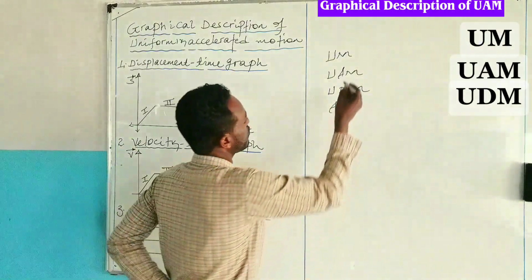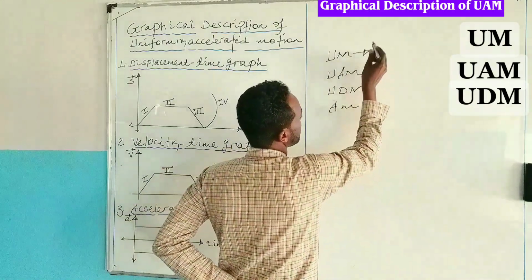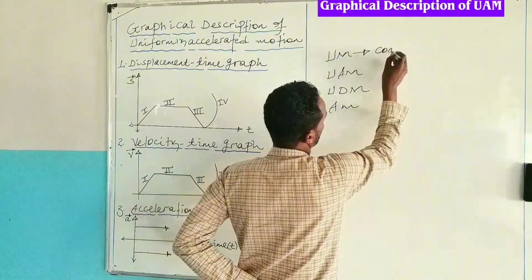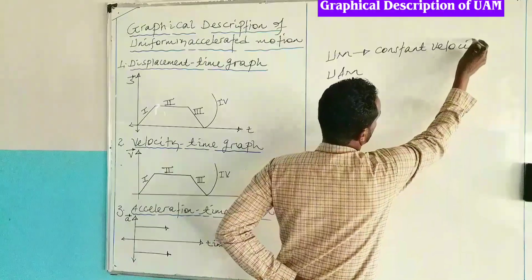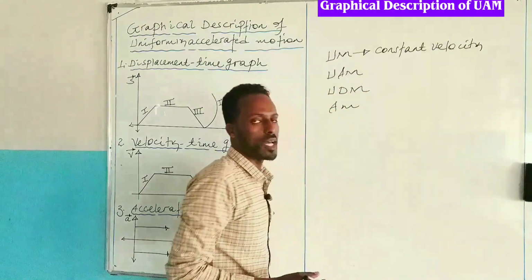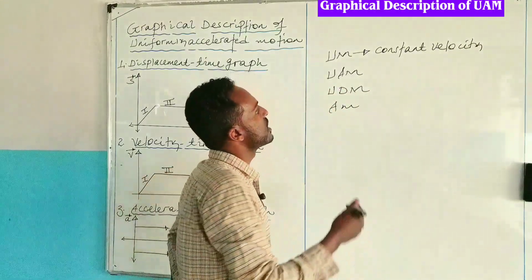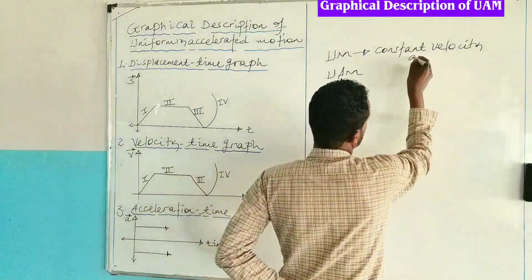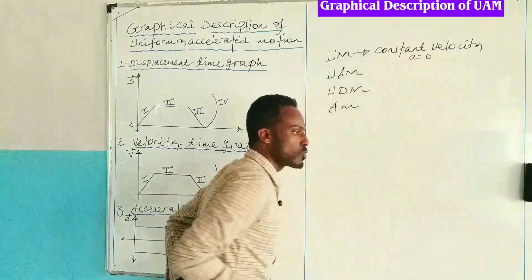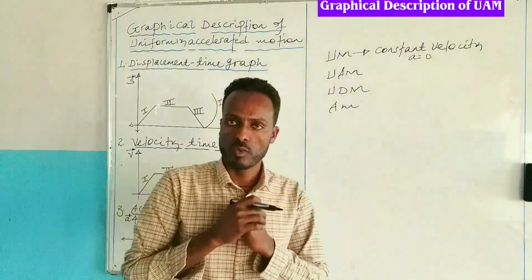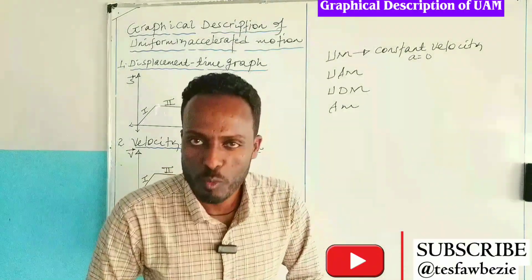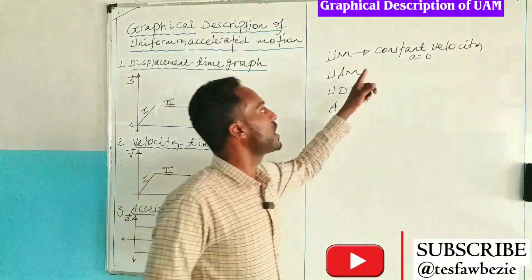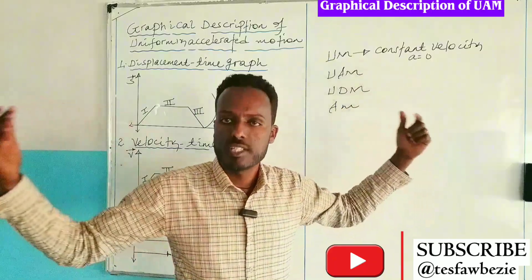So in the case of uniform motion, the object is moving at constant velocity. If the velocity of an object is constant, the acceleration of the body is zero, or there is no acceleration. That's because acceleration is the rate of change of velocity. If there is no change in velocity, there is no acceleration. So to say the motion of an object is uniform motion, the object is moving only at constant velocity. There is no change in velocity at all.